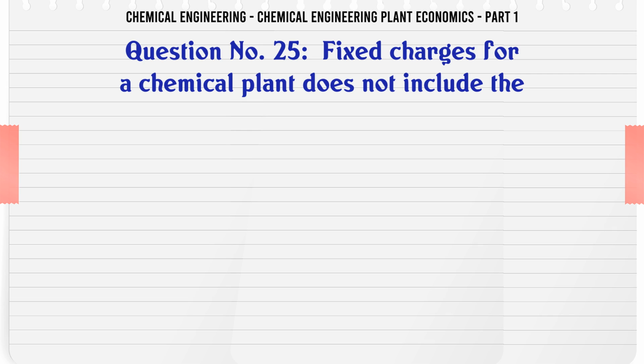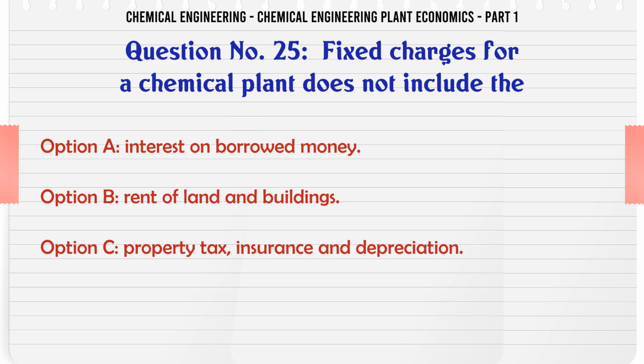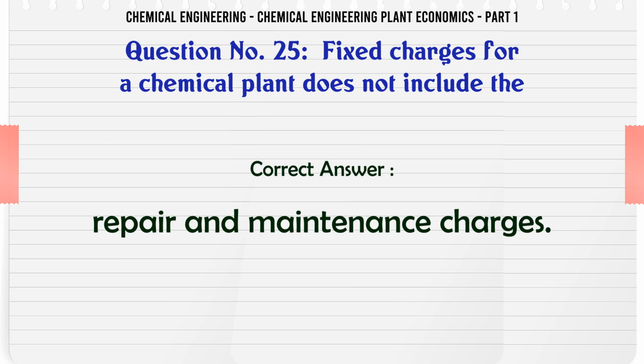Fixed charges for a chemical plant does not include the A. Interest on borrowed money, B. Rent of land and buildings, C. Property tax, insurance and depreciation, D. Repair and maintenance charges. The correct answer is repair and maintenance charges.